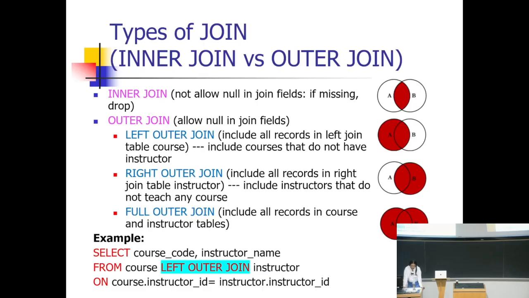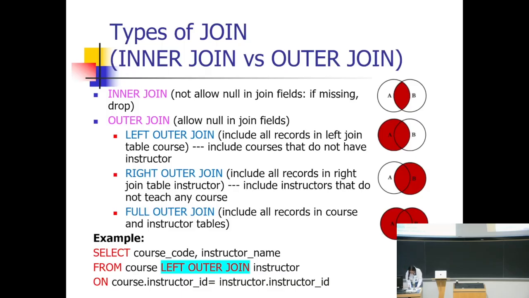Now how about right join? Very similar, just instead of left, now we are using the right table. For example, if I write select star from course right join instructor, it means everything from the right table. What is the right table here? Instructor. So everything from the instructor, even if the corresponding value in course is null, right?